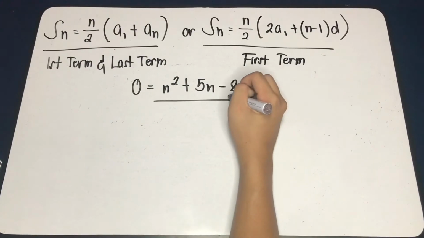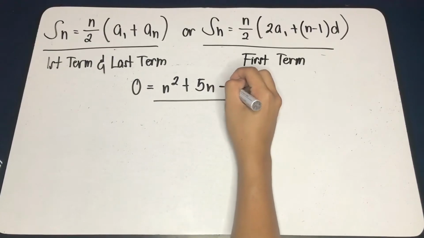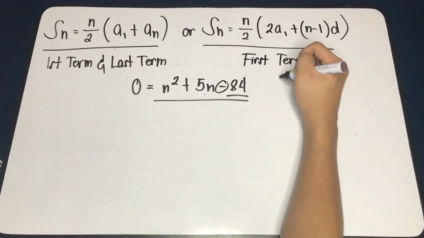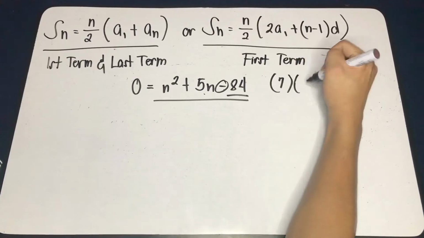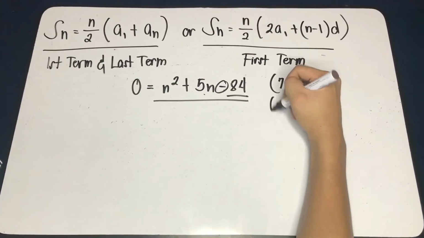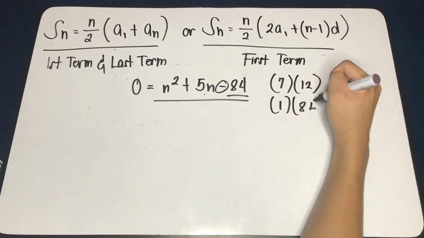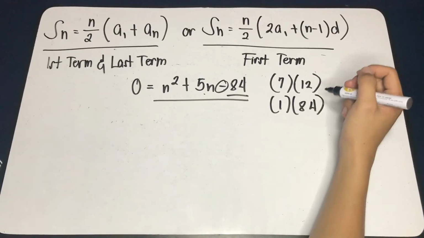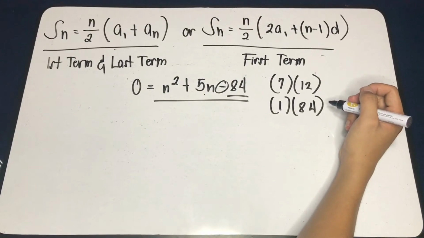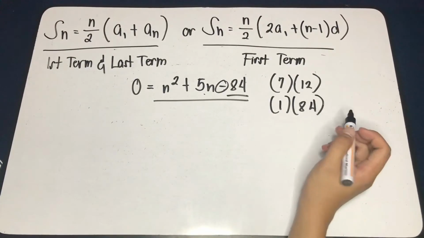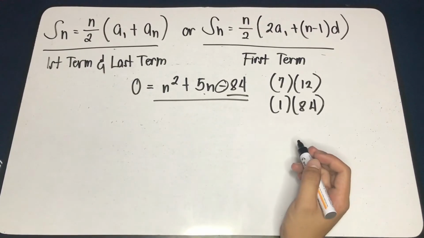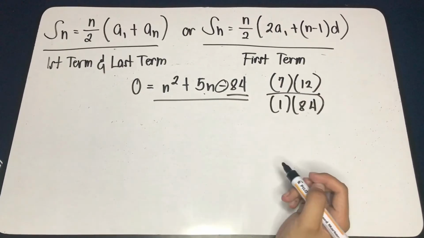Maghahanap daw tayo ng factors ni 84 na kapag minus natin, lalabas is 5. Factors of 84, we have 7 times 12, 1 times 84. Ano pa ba? Meron pa? I think wala na. Correct me if I'm wrong, ha? So, alin dito, yung kapag minus mo daw, ang lalabas is 5? We have 7 and 12.